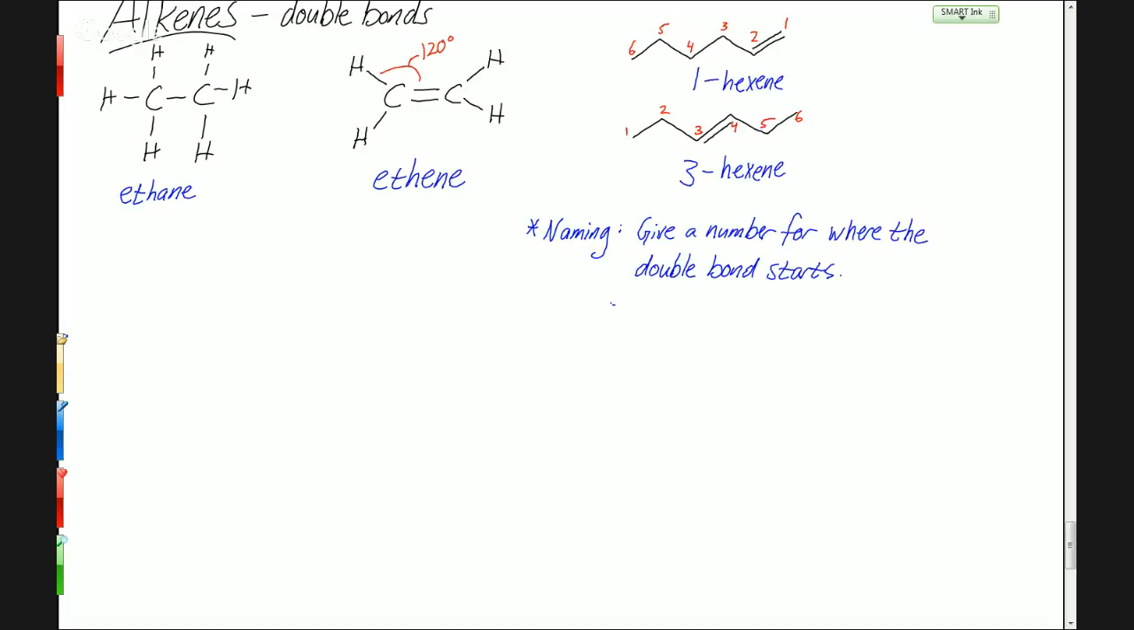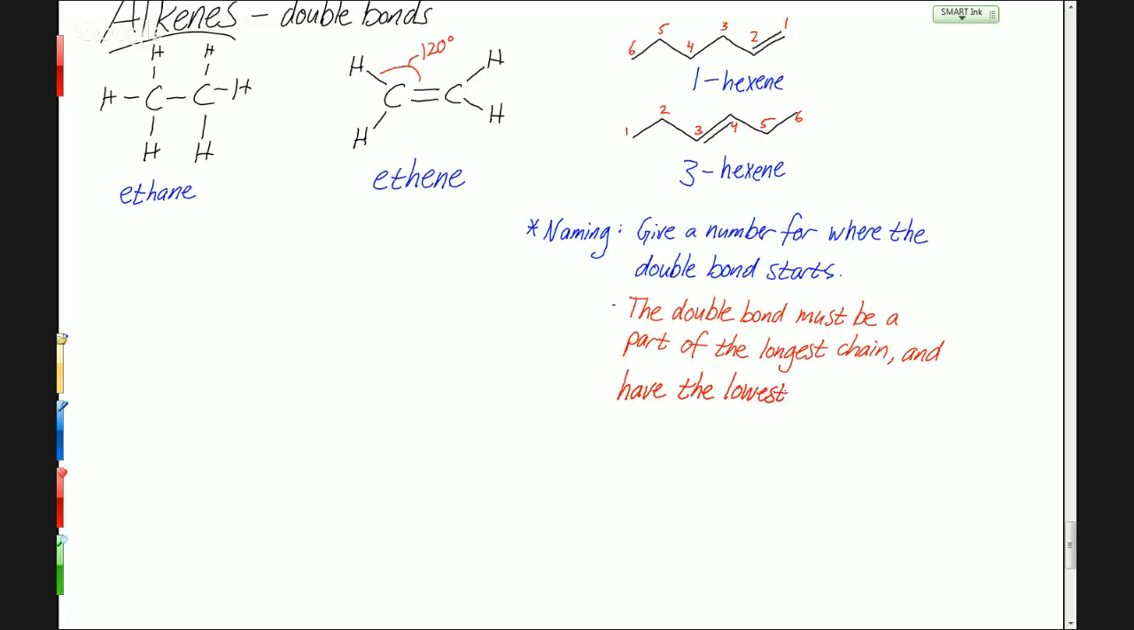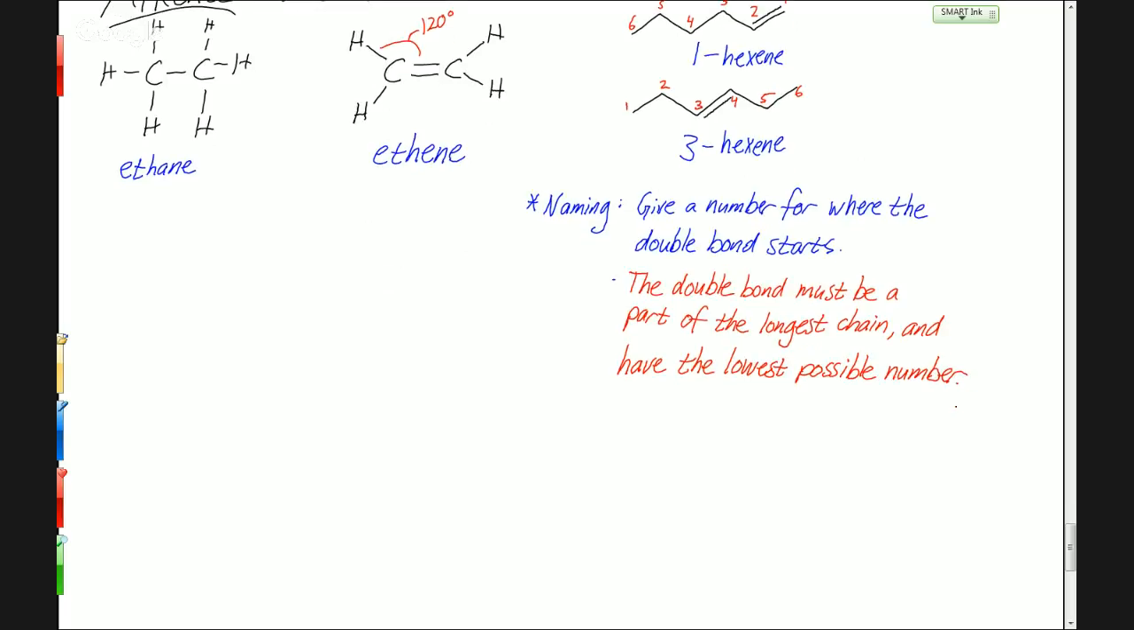Another important part of naming alkenes is that the double bond must be a part of the longest chain and have the lowest possible number. Let me show you how that comes up.